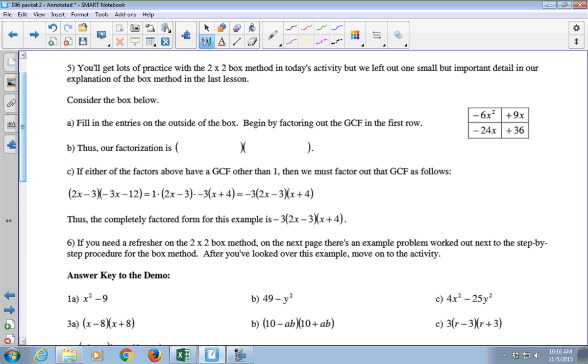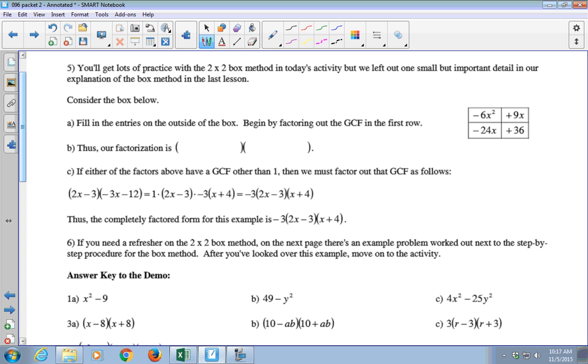So here's a box, right? I already figured out what goes in every single box of the 2x2, and now I'm just going to factor the GCF from the first row. So I'm skipping a bunch of steps from the problem just so that I can show you the one missing piece. And then I'll review all of the other steps in a minute.